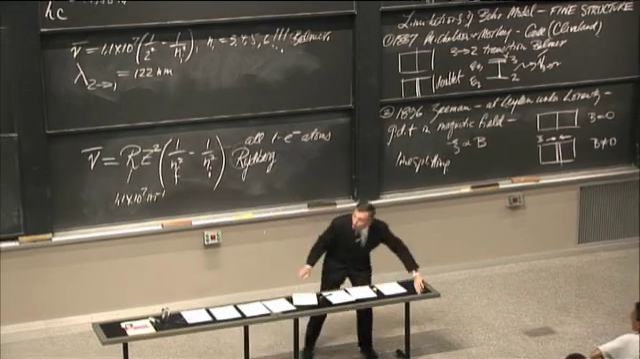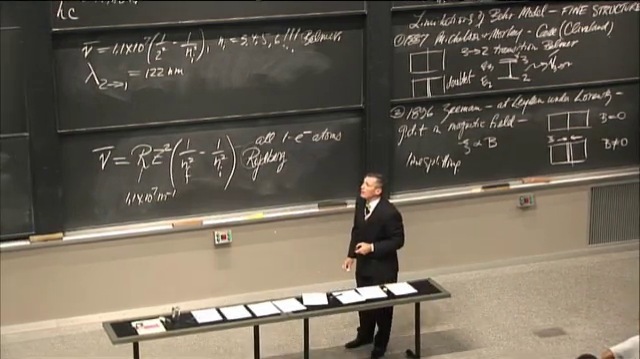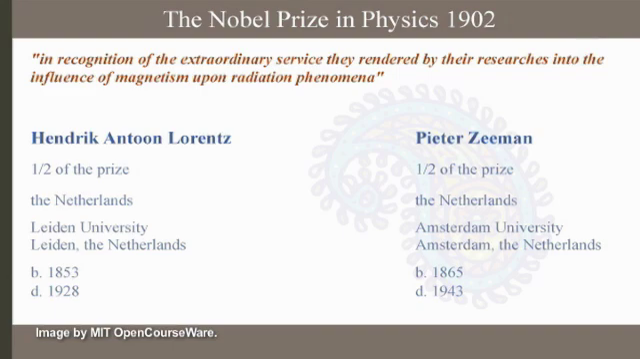And, parenthetically, they got the Nobel Prize too. So there's Pieter Zeeman, got his PhD in 1896. He got his Nobel Prize in 1902. He's off to a good start, I'd say. And there's Lorentz, two of them. All right. Now we'll get to him in a second.